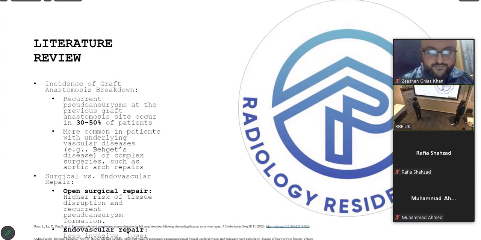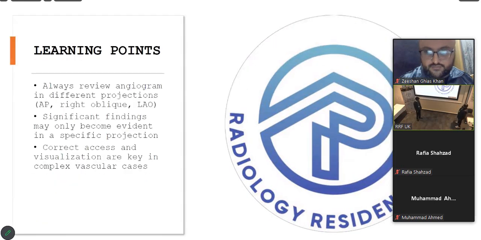So the learning points to take away from this interesting case is that the angiogram should always be reviewed in different projections, AP, oblique, or LAO. Significant findings may only become evident in a specific projection, and it's always important to have correct access and visualization in these complex vascular cases to prevent any complications from developing.